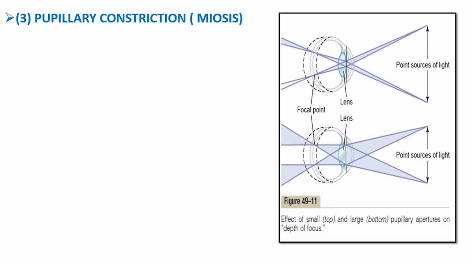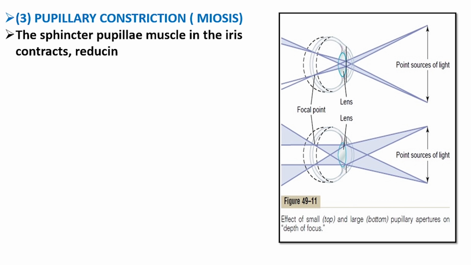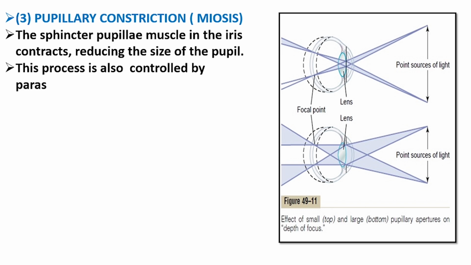3. Pupillary constriction, miosis. The sphincter pupillae muscle in the iris contracts, reducing the size of the pupil. This process is also controlled by parasympathetic fibers of the oculomotor nerve.